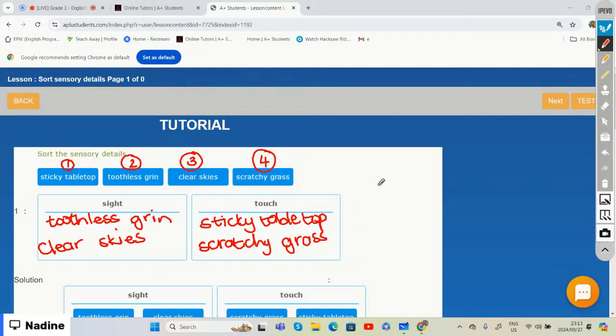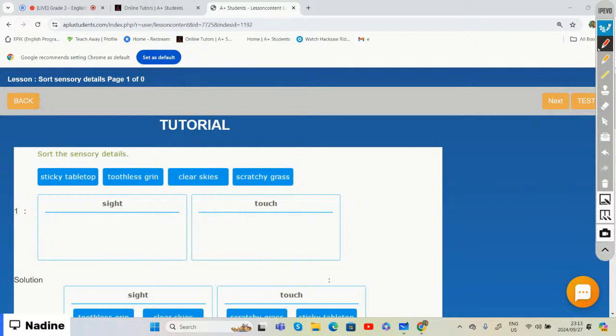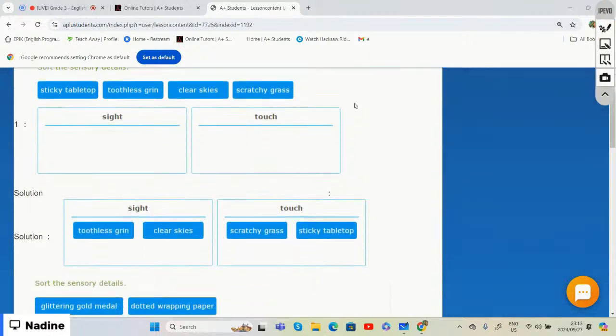So keeping in mind, when it comes to sensory details, it uses the five senses. And we are now going to sort out the different types of sensory details under the five senses. In this case, under sight or under touch, right? Things that you can see, things that you can touch. All right.